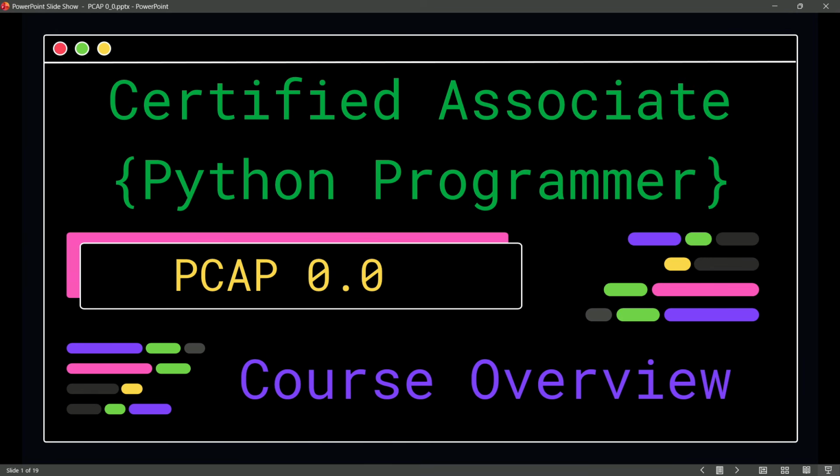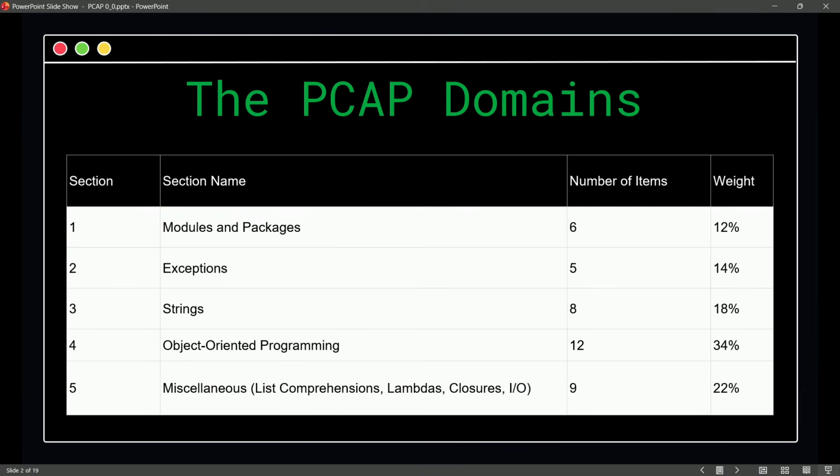In our first video on your Certified Associate Python Programmer course, I wanted to remind you of the 5 domains that we're going to be working in. The modules and packages domain is first. You already know a bit about modules from your studies inside our entry-level course, but we're going to go even deeper into modules and packages in this section.